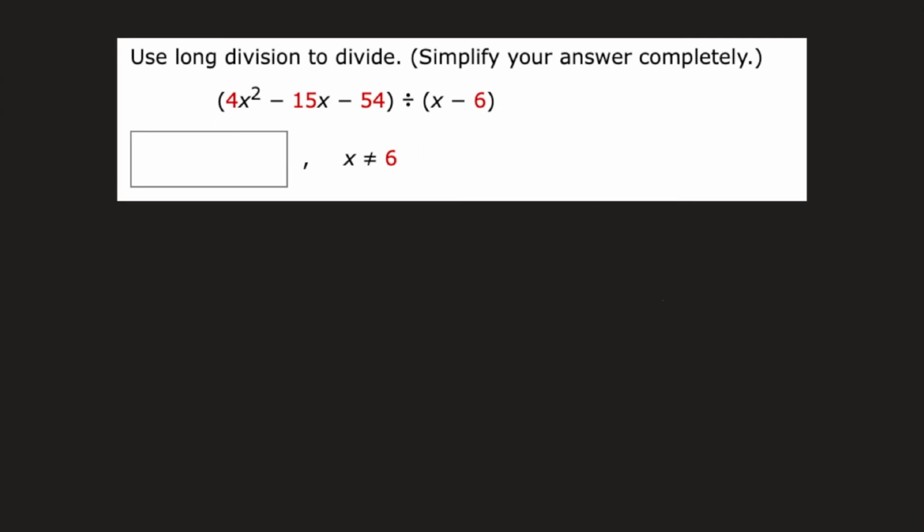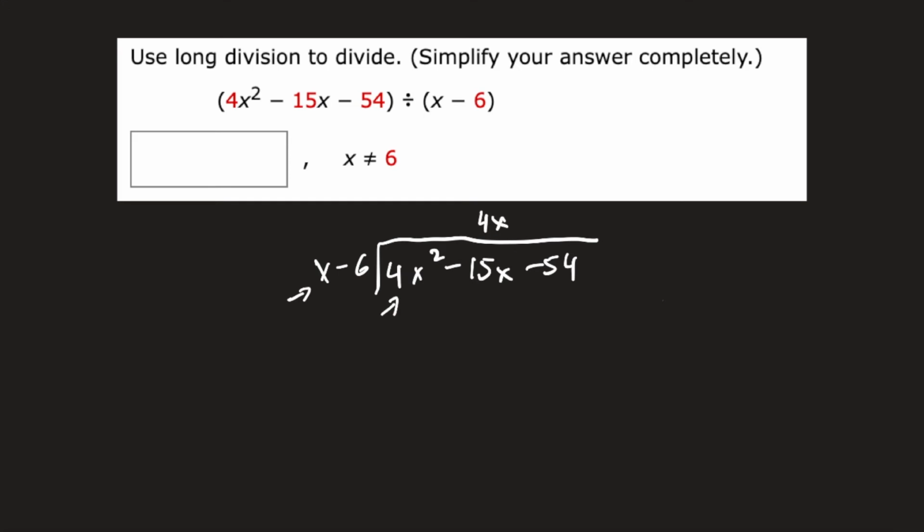In this question, we are asked to use long division to divide two polynomials. So we're going to write out the first polynomial, 4x squared minus 15x minus 54. We're going to divide this by x minus 6. So the first one we have to look at is, what is 4x squared divided by x? Or what do I have to multiply x by to get 4x squared? And that is 4x. So 4x times x is 4x squared. And now I'm going to multiply 4x times negative 6, which is negative 24x.